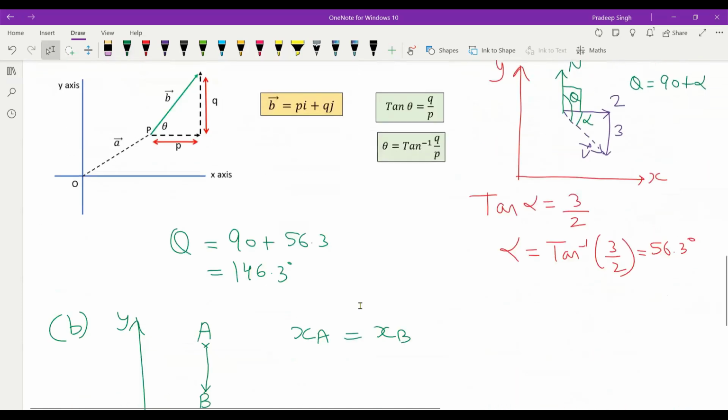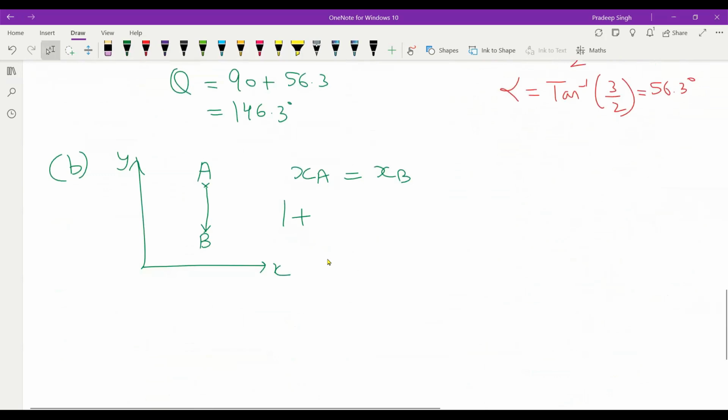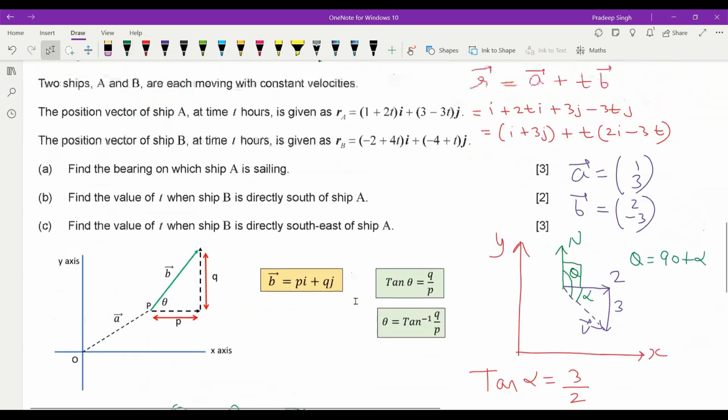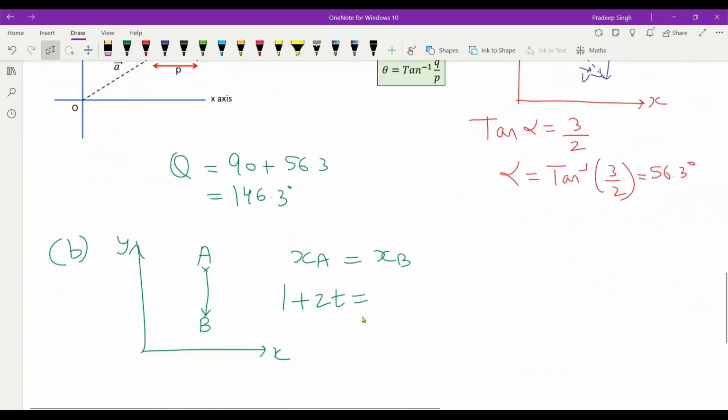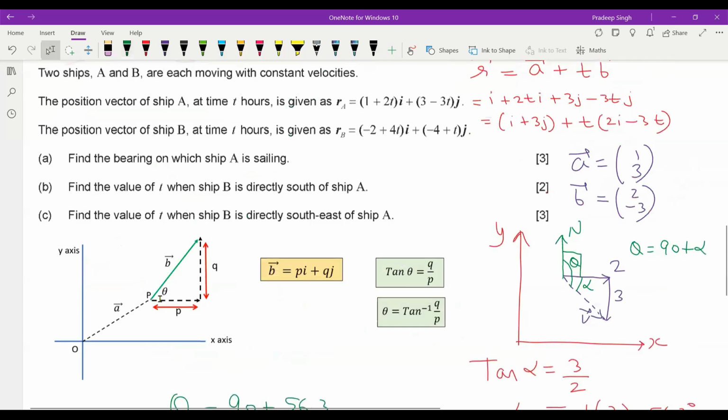1 plus 2t is the x coordinate for A, and for B, the x coordinate is minus 2 plus 4t. And let's simplify this. We'll get 2t equals 3. This implies t is equal to 3 by 2, which is equal to 1.5. Hence, the time is 1.5 hours. And that is the answer for part B.